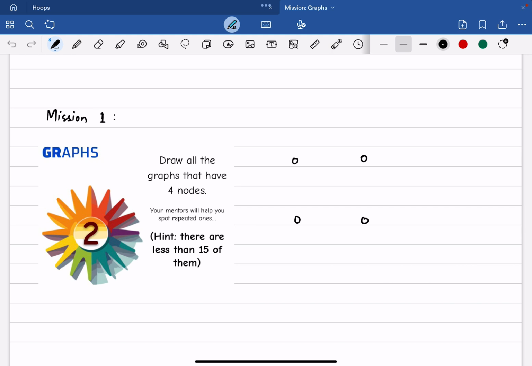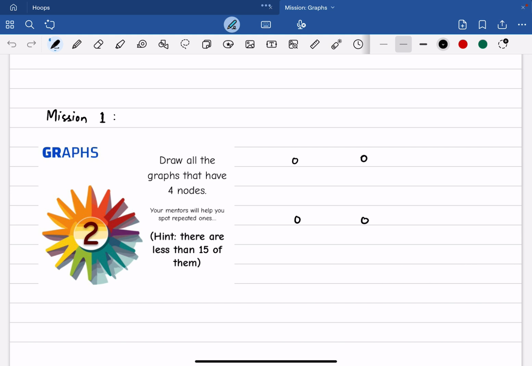One way of going about this is to just chaotically draw different 4 node graphs that there might be. But remember, we are not just listing some 4 node graphs. We want to draw all possible ones. And when we go about it a bit randomly, it's difficult to know that we've covered all possibilities. So we're going to go about it in a structured way.